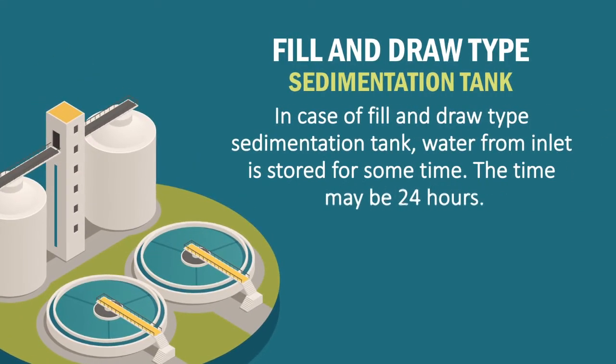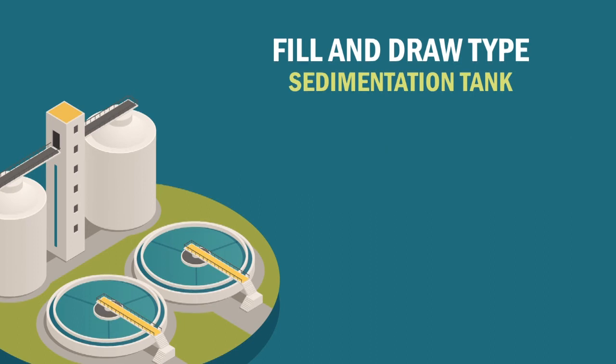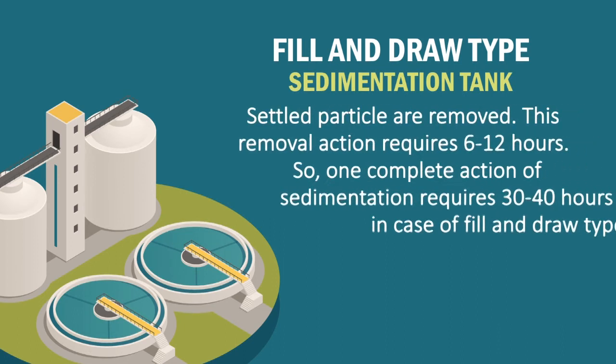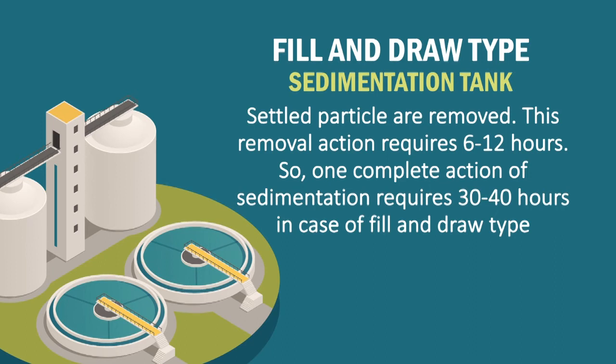Fill and draw type sedimentation tank. In the case of a fill and draw type sedimentation tank, water from the inlet is stored for some time. The time may be 24 hours. In that time, the suspended particles settle at the bottom of the tank. After 24 hours, the water is discharged through the outlet. Settled particles are removed. This removal action requires 6 to 4 hours. So one complete action of sedimentation requires 30 to 40 hours in the case of a fill and draw type sedimentation tank.